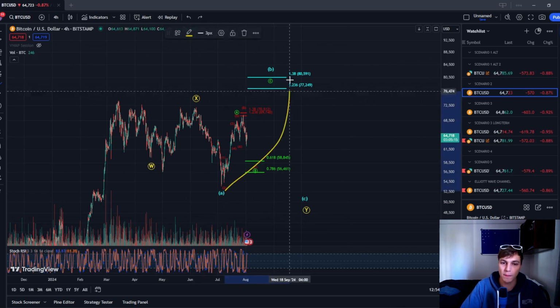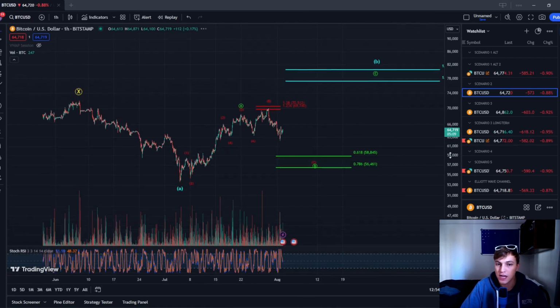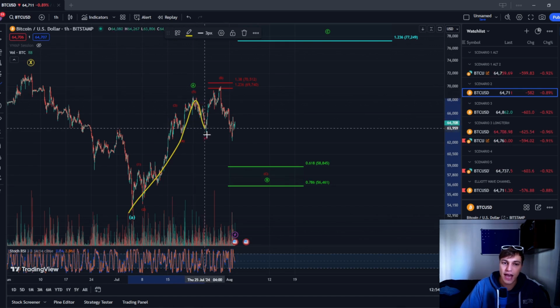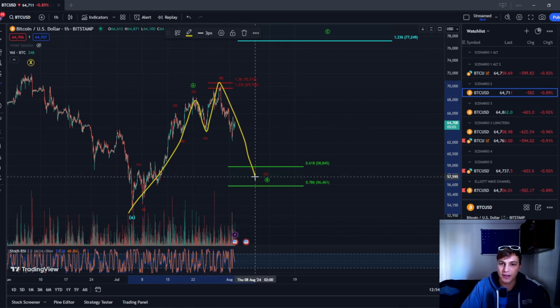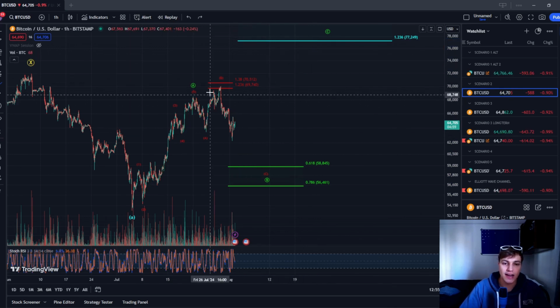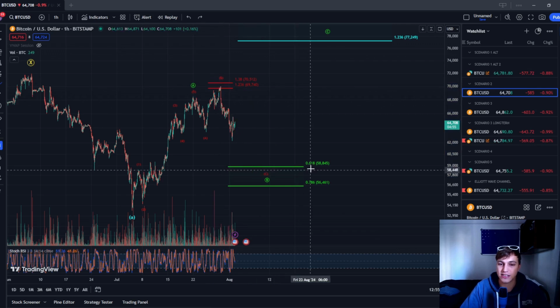Now that would be an A, B, C. Inside this blue B wave we can see playing out, we can go to the hourly time frame and see what's happening. So we now have an A wave up, a B wave still coming down, and a C wave to the upside. So let's see if this B wave, the C wave in red, can get to that target.